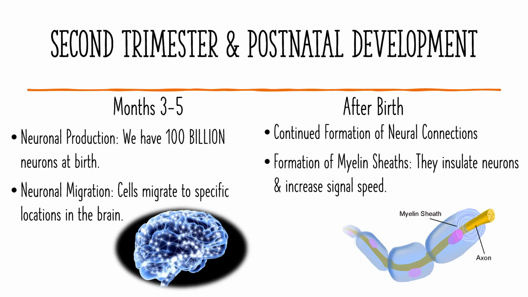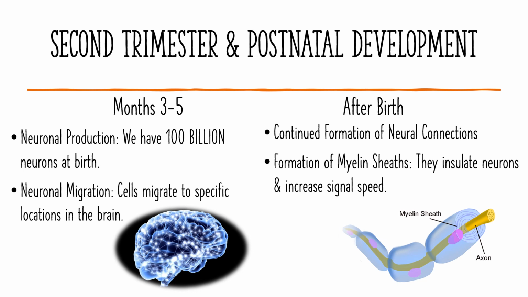Naturally, nervous system development doesn't stop after 5 weeks, but rather it continues throughout pregnancy and even after birth. During months 3 to 5 of pregnancy, or during the second trimester, we witness a burst in neuronal production and neuronal migration. The burst in neural production makes sense, as we start out as single cells, but end up as babies with over 100 billion neurons. During neuronal migration, these cells migrate to specific locations in the brain, where they will eventually serve specific functions.